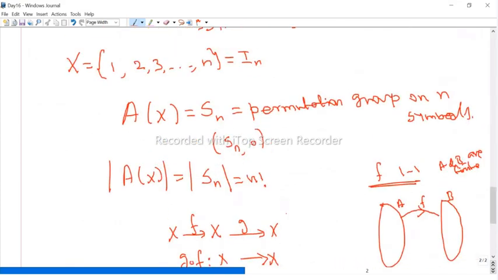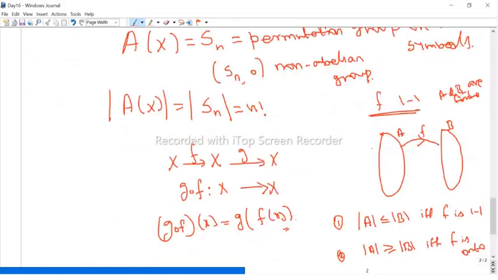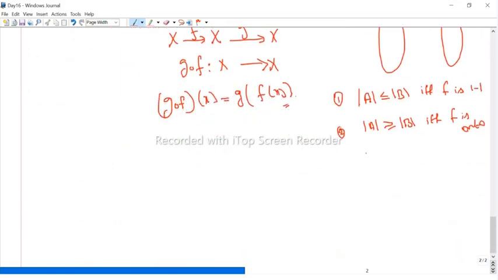So this is a group, but it's a non-abelian group. For example, if you take a special case n equal to 3, that is S3. S3 contains 3 factorial elements. There are 6 functions from I3 to I3. So what are the 6 functions? I can simply write E. E means the identity function.